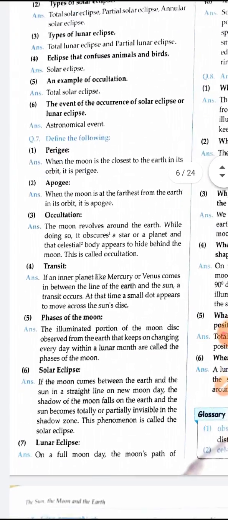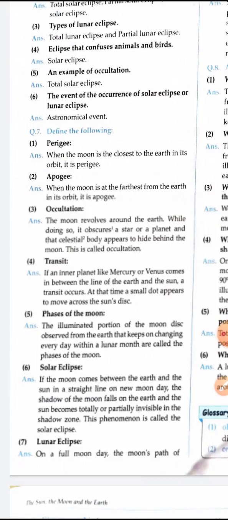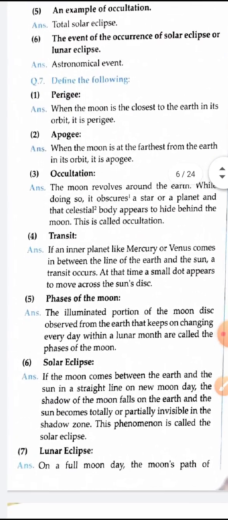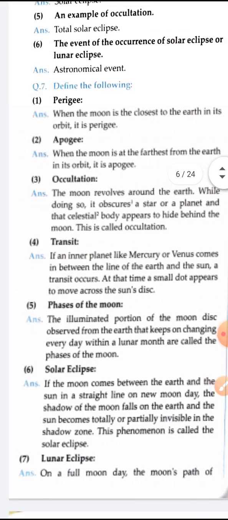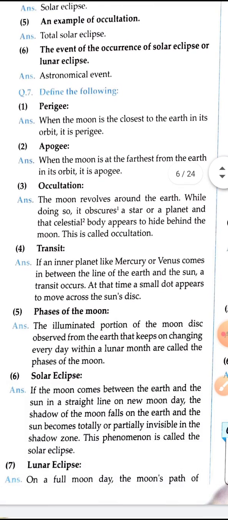Now definitions. You have to give the definition of the following words. Hope you can all see it carefully. Perigee. When the moon is closest to the earth in its orbit, it is perigee. When the moon is closest to the earth, nearby, that is called perigee. When the moon is farthest from the earth, that is apogee. Okay, so the definitions of perigee and apogee are given in short.